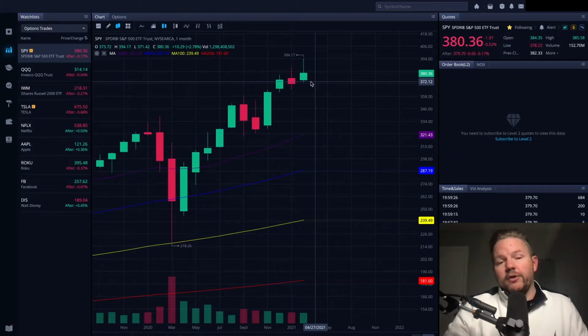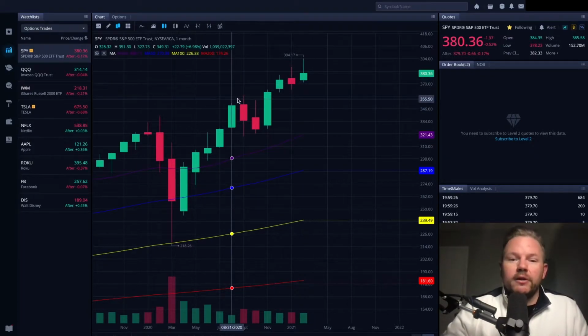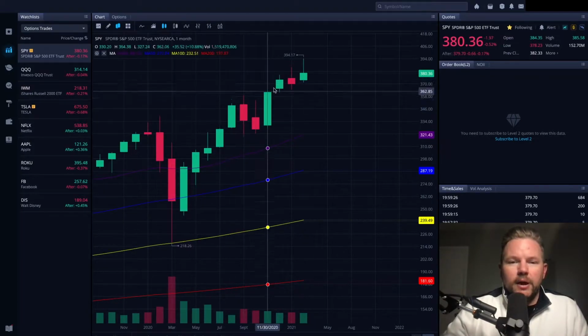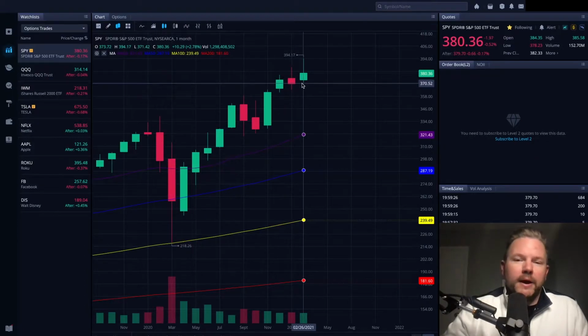So pullbacks are very normal. You can see they happen quite regularly. There was one, the most recent one. I mean, you can kind of call January a little bit of a pullback. It was slightly red. February had somewhat of a pullback, even though it was green.